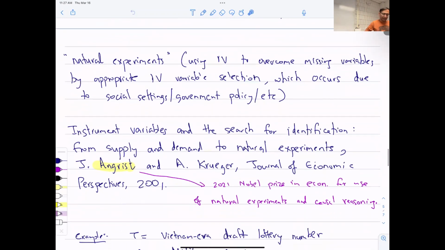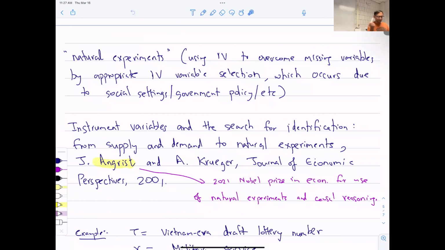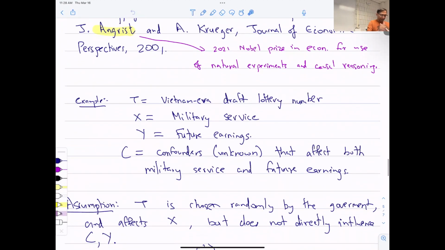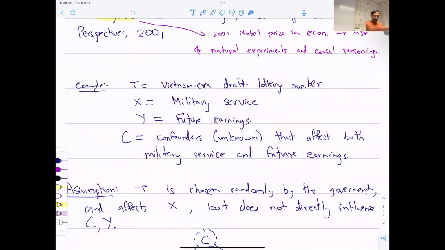A really nice paper which I would suggest you read for this is "Instrumental Variables and the Search for Identification: From Supply and Demand to Natural Experiments" by Angrist and Krueger, a survey from 2001. Angrist was one of the recipients of the Nobel Prize in 2021 in econ for the use of natural experiments and causal reasoning in economic settings. This IV lies at the heart of some of the methods that he and his collaborators have used. I'll give you one example, which I think is an interesting story, taken from that paper.